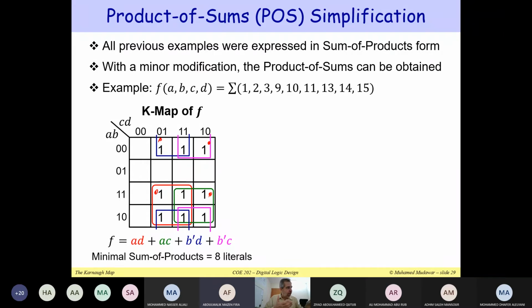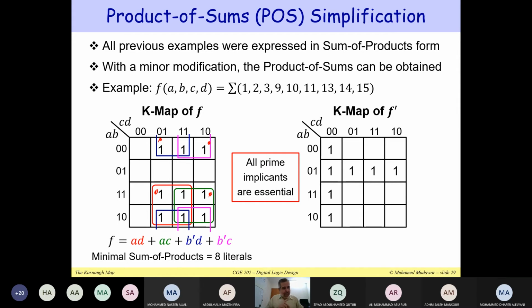Yes, you are right, Abdul Malik. Let me explain this point, maybe this is something new. We're going to focus on the zeros, like you said, Abdul Malik. In this example, all the prime implicants are essential, and this is my minimal sum of products, and it's a unique minimal sum of products expression. So there is no other solution.